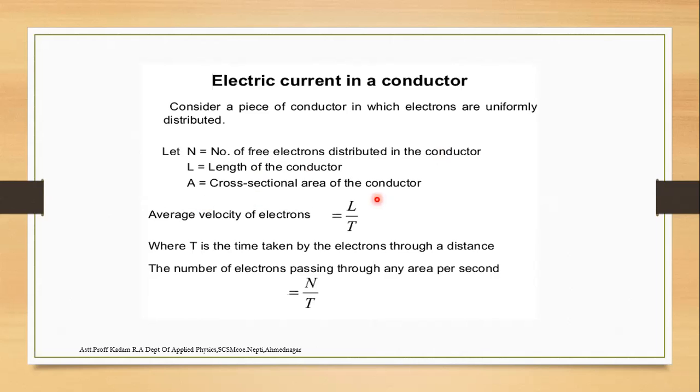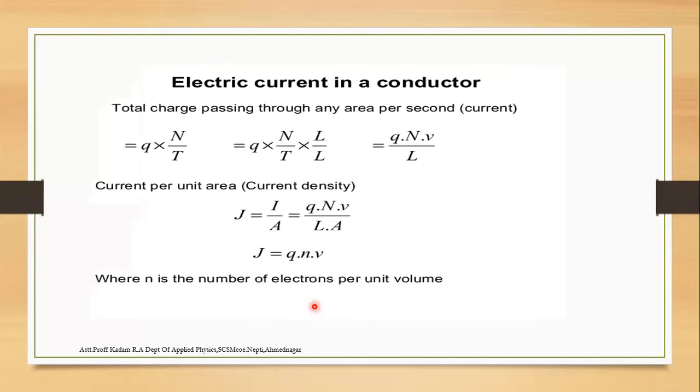The average velocity of the electrons in the piece of conductor is L divided by t, where t is the time taken by the electron to cover the distance. The number of electrons passing through the area per second is n divided by t. So we calculate the electric current in the conductor.